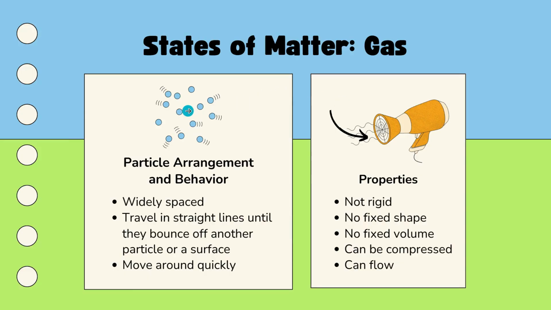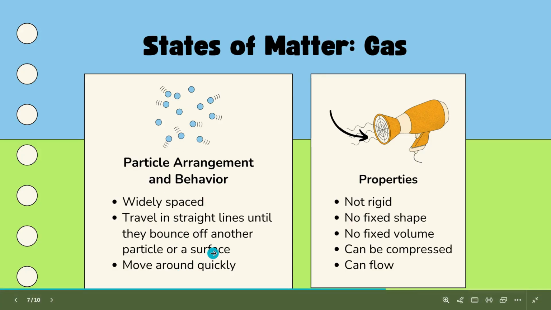Particles in gases are widely spaced. They move quickly and freely. They travel in straight line until they collide.